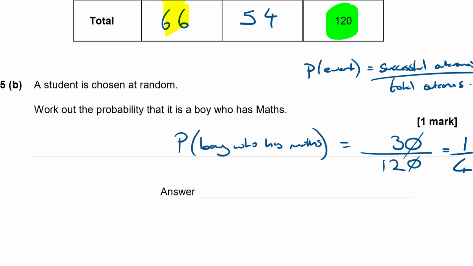Okay, but like I said earlier, you don't get any extra credit for cancelling down. This is a 1 mark question, and you would have gained the mark by writing 30 out of 120. So just take care when cancelling down fractions. This bit here will earn you no extra credit. So if you get it wrong, you're just going to lose that 1 mark you've already gained. So just take care. If you're not sure about cancelling it down, just leave your original answer.